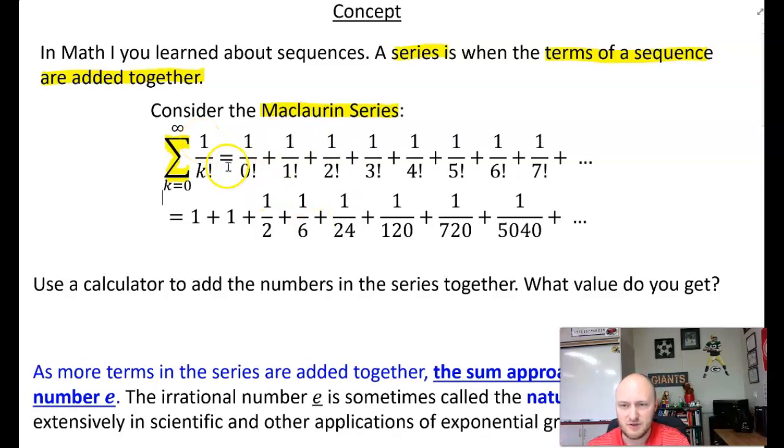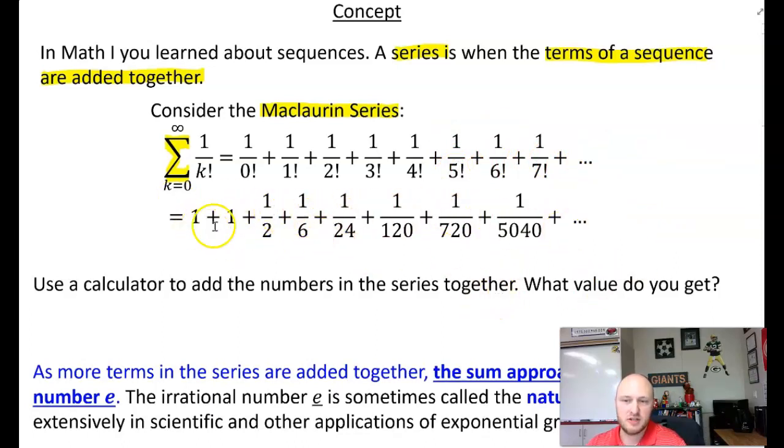An example of what this is equal to: if I plug in 0, we have 1 over 0 factorial. Well, that's 1 divided by 1, which gives us 1. 1 over 1 factorial is 1 divided by 1, again 1. 1 over 2 factorial is 1 divided by 2, so that's 1/2. Plus 1 over 3 factorial, plus 1 over 4 factorial, 1 over 5 factorial, and so on and so on. We are just adding all of these terms together.